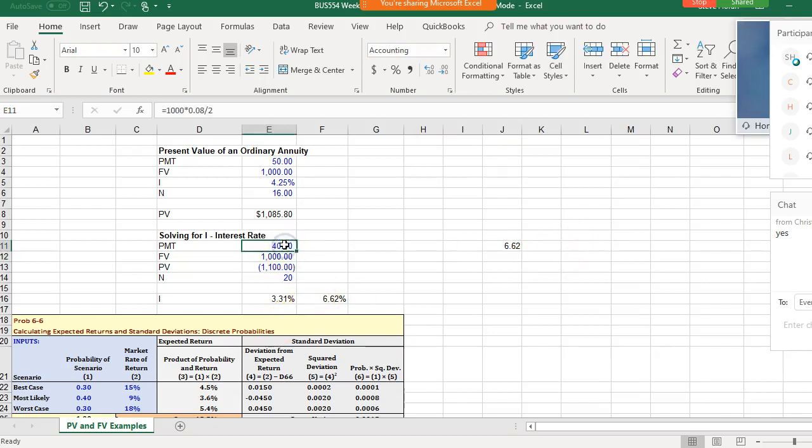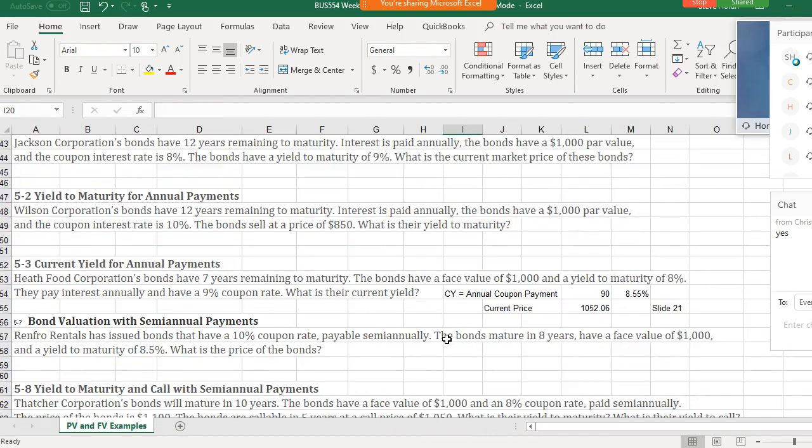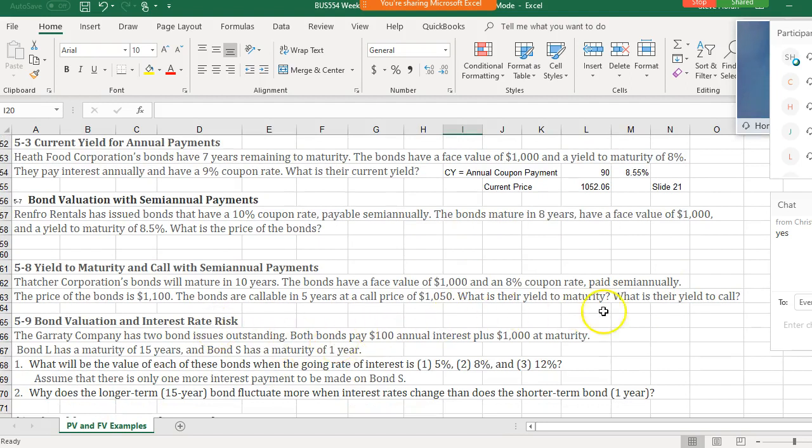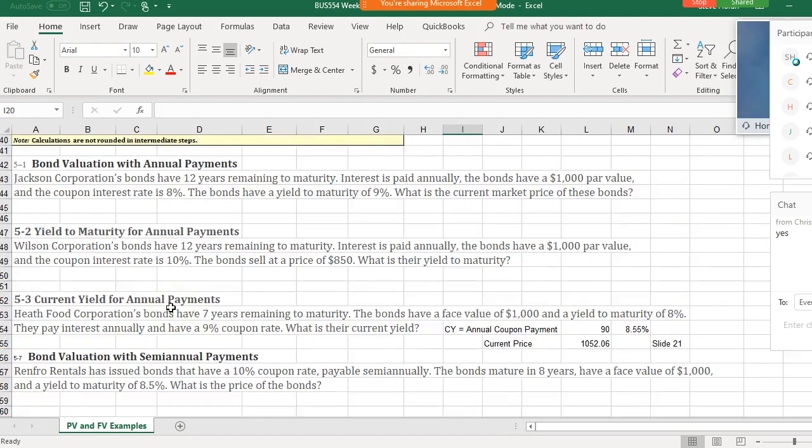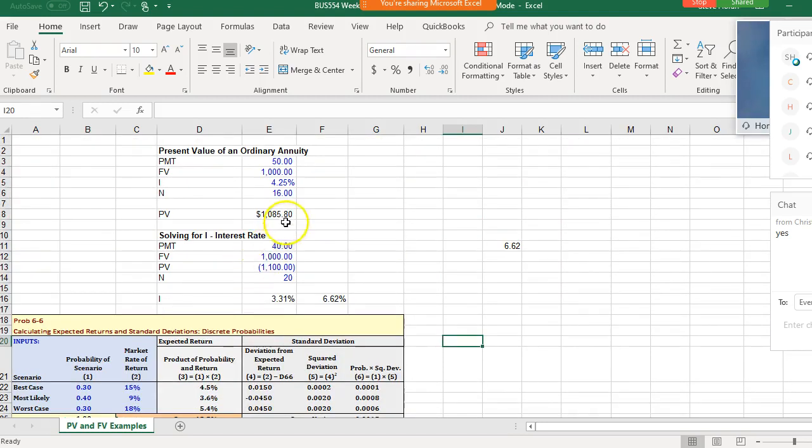Okay, let's do the same thing now for yield to call. So go back to the question down here. Yield to call, just to refresh our minds with the numbers to input. Now this is based on 5 years, and then the call price will be $1,050. We still buy the bond for $1,100 today. So just a few different inputs here.